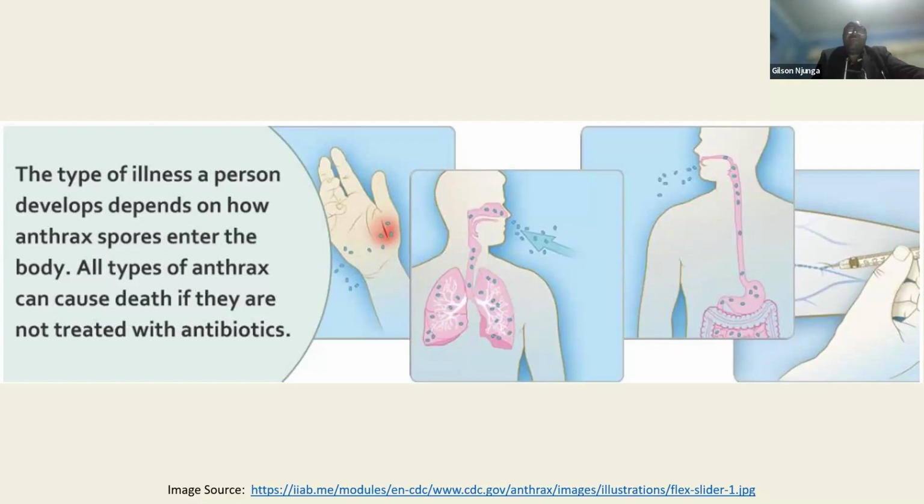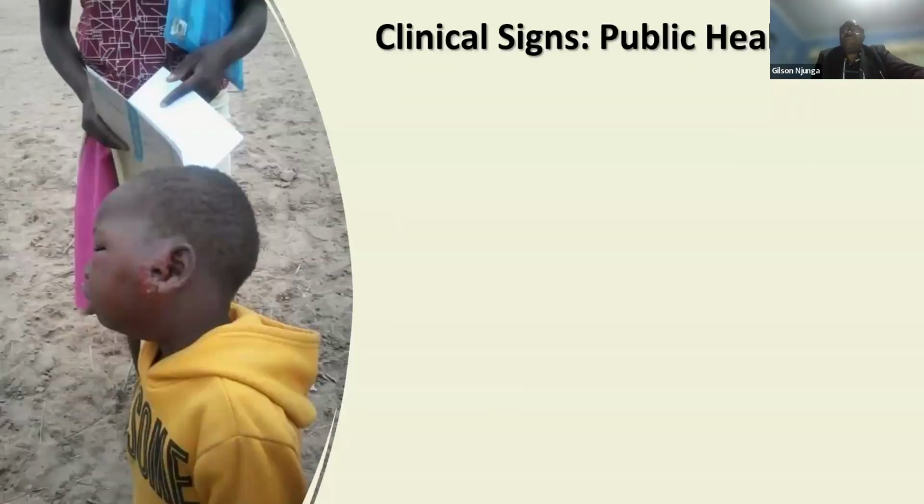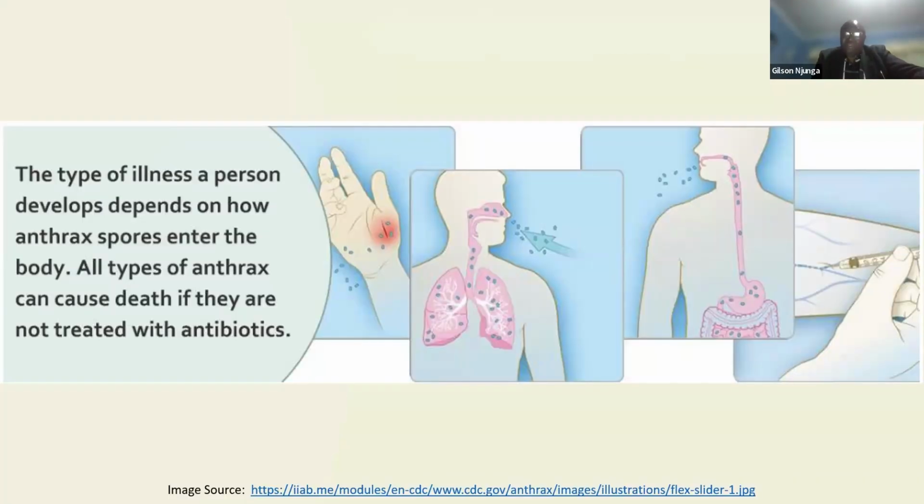So that diagram shows an arm with an ulceration. That means the anthrax went through the skin. The second picture shows some lesions along the pulmonary system. And the last one shows infection along the gastrointestinal tract.